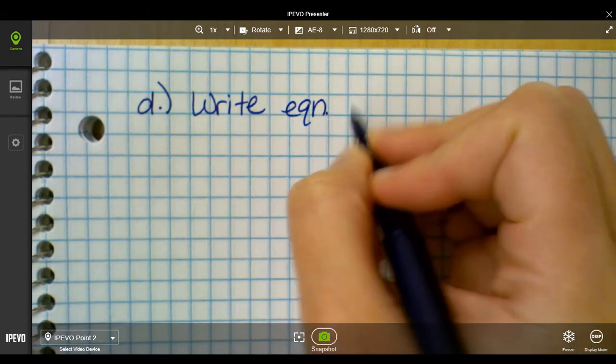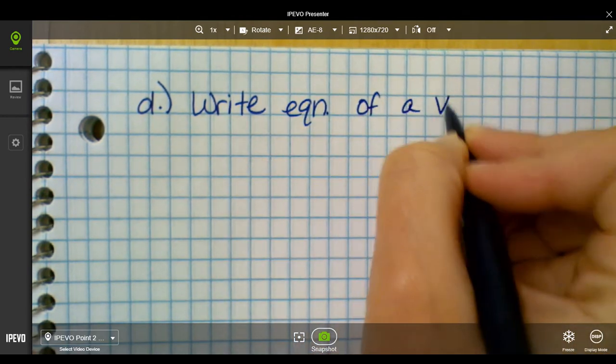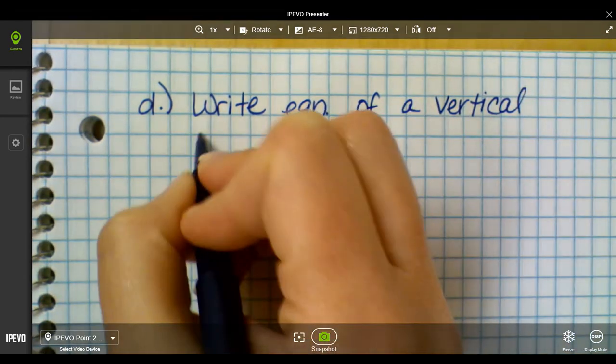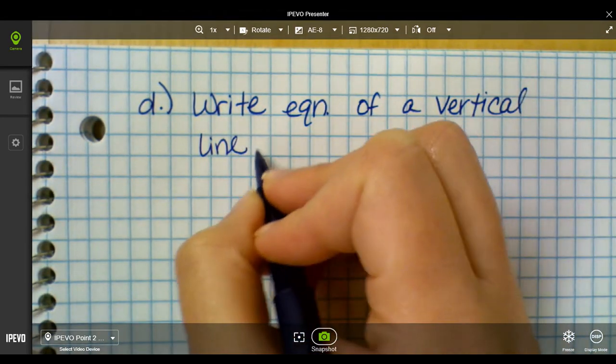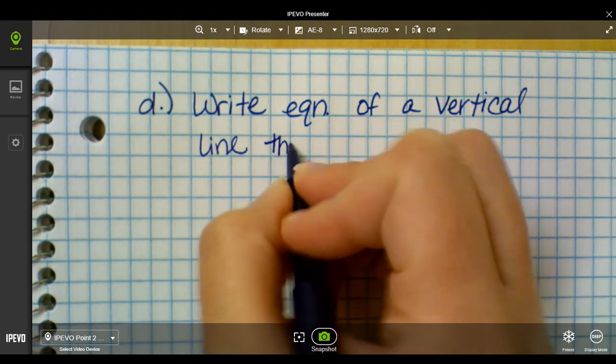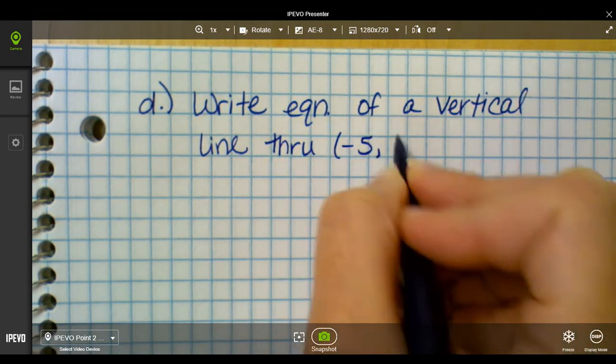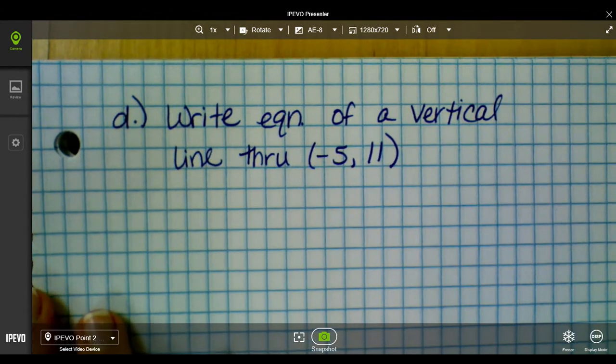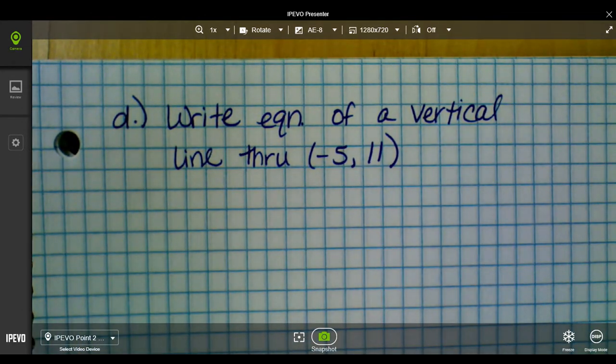So write an equation of a vertical line. I'm going to write line down here through negative 5, 11. Okay. So you might not see what you're supposed to know now, but by the time you see this again, it should take you about 5 seconds. You're going to be like, oh, this takes me less than 5 seconds to actually figure out.